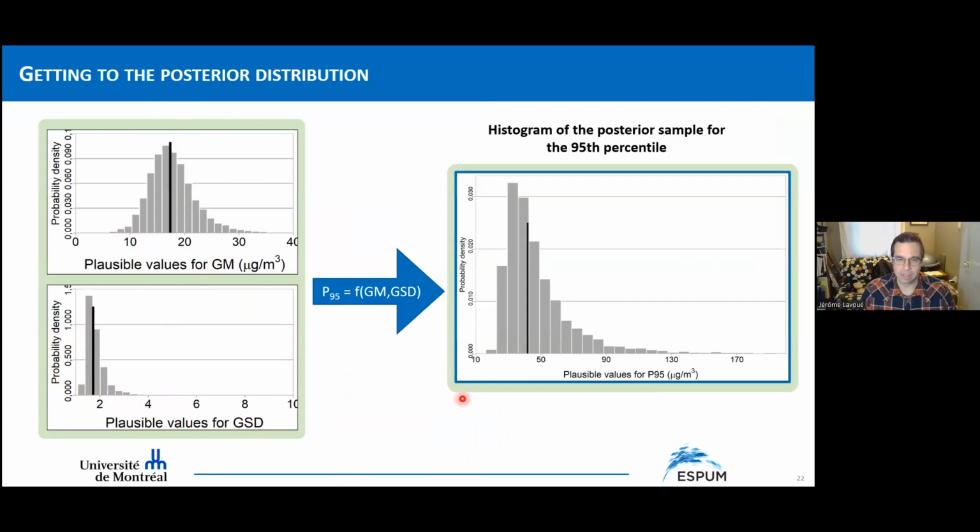And this gives us, there's a simple equation relating the 95th percentile to the geometric mean and geometric standard deviation. So it's very easy. And in some longer courses, I actually have people do it. I give them an Excel file with the 25,000 values, so you can easily calculate 25,000 values for the 95th percentile. And this is the posterior sample for this parameter. This is the state of knowledge about the 95th percentile after the Bayesian analysis.